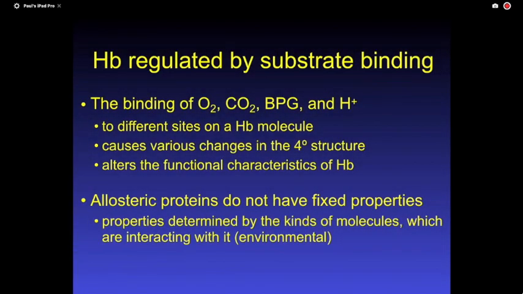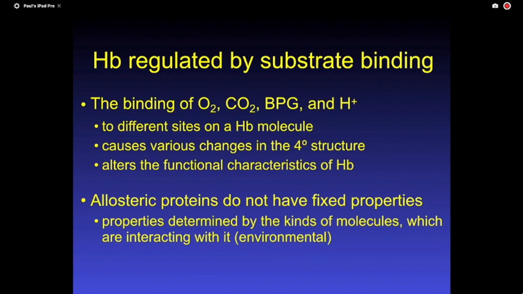All right. So, in terms of hemoglobin, its affinity for oxygen is changed by 4 different things: oxygen, CO2, BPG, and protons. Okay? 3 of them are negative. 1 of them is positive. You should understand which ones are the negatives and which ones are the positives. Okay? Oxygen is a positive, CO2, BPG, and protons are the negative.